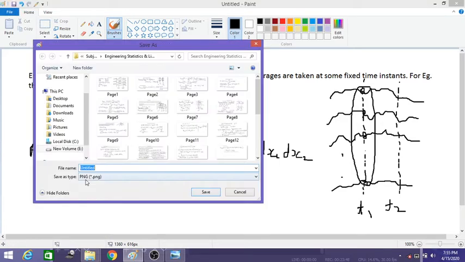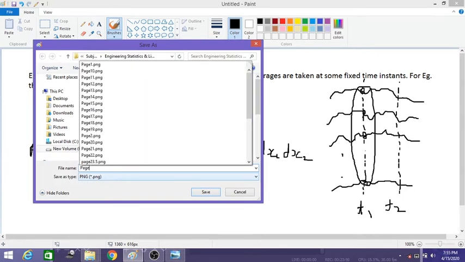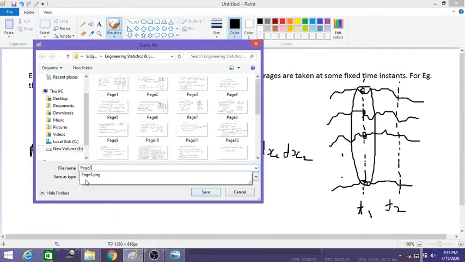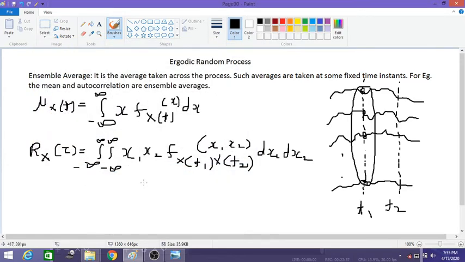So this is about this. So let me save this in a page. This is page number 30 here.